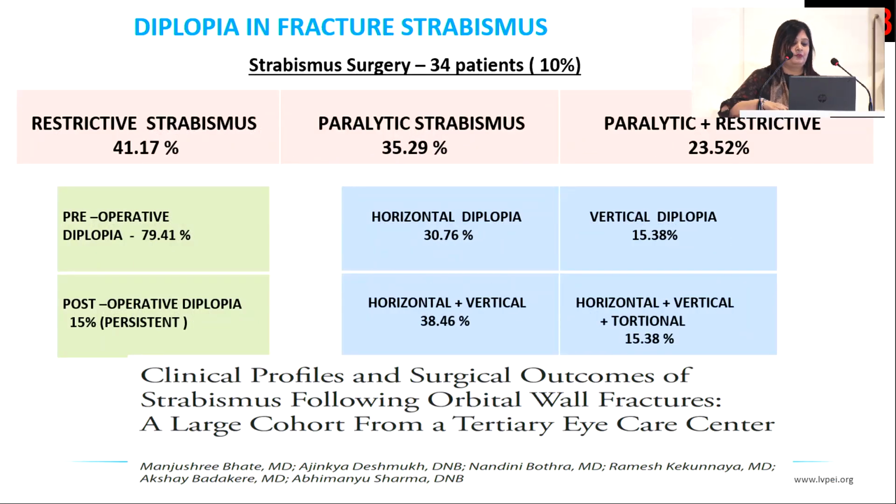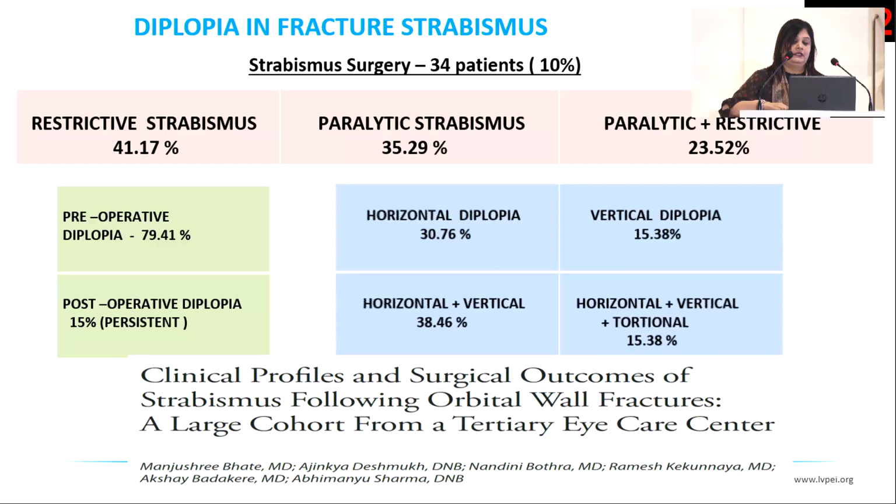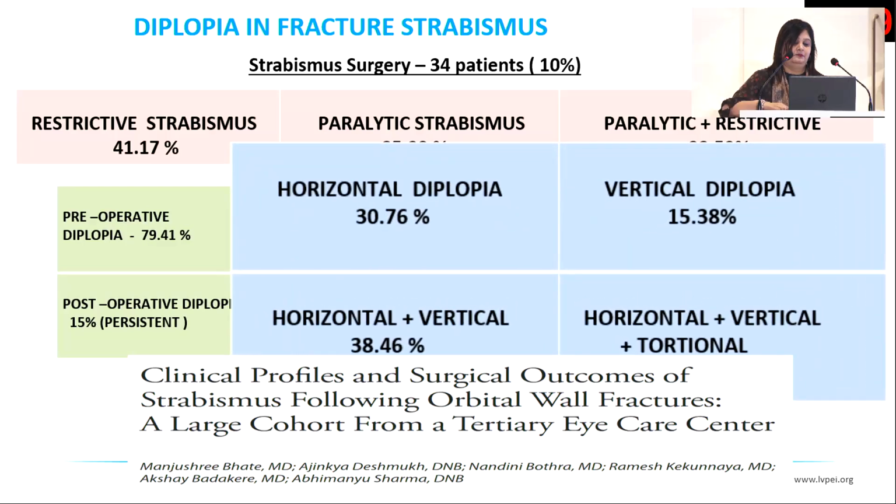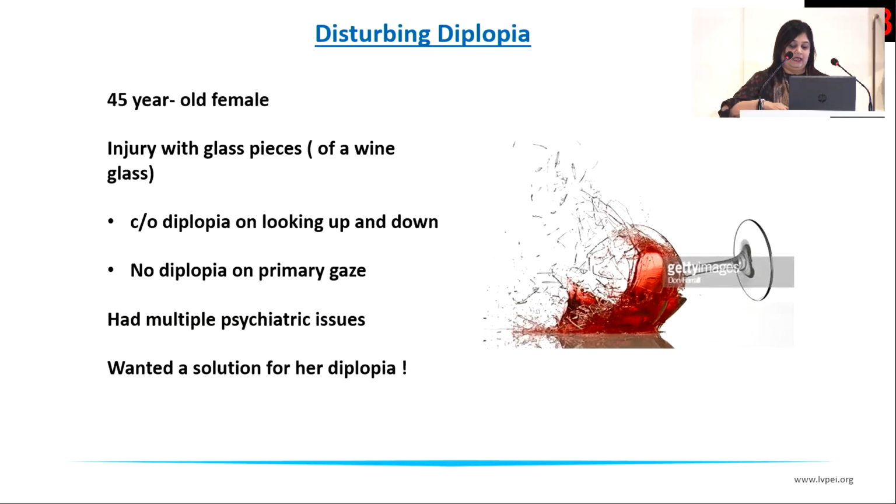So this was just a small study, or not small, rather, a large data study, where we looked at strabismus following orbital wall fractures and the incidence of diplopia we noted. A lot of them present with horizontal diplopias. Vertical and torsional are much lesser, but definitely there. So fractures are one big reason why patients can have some kind of diplopia, which is not so easy to deal with.